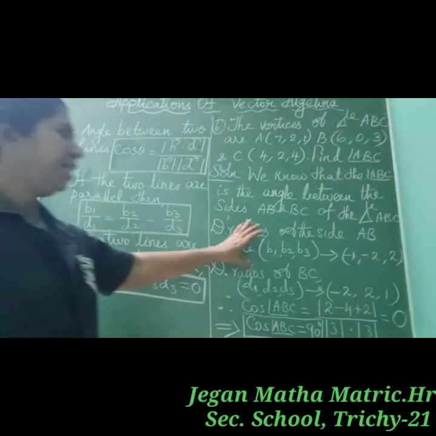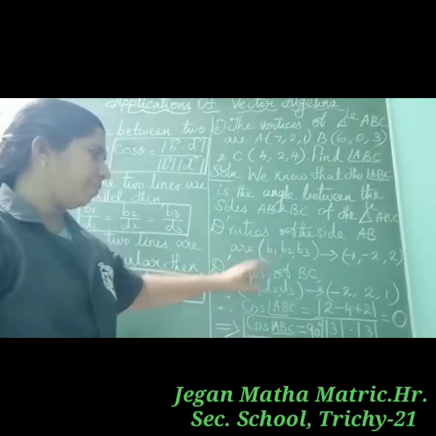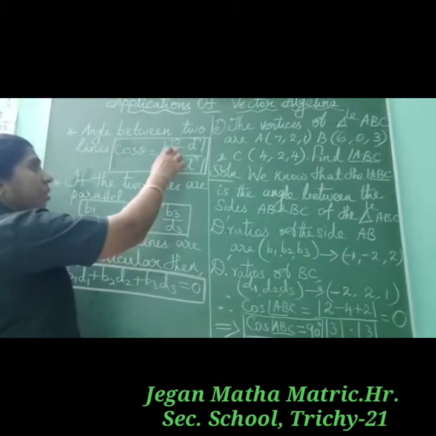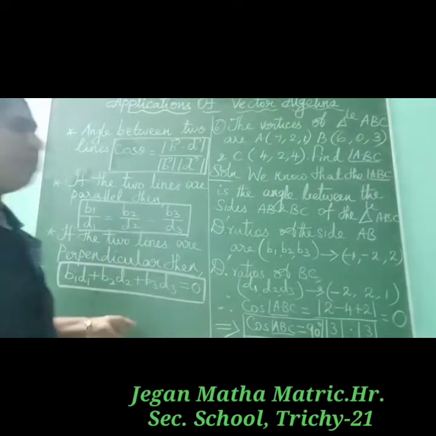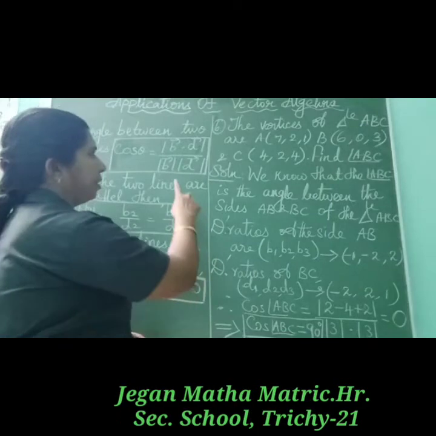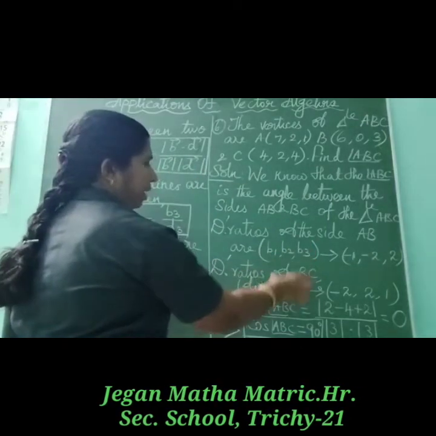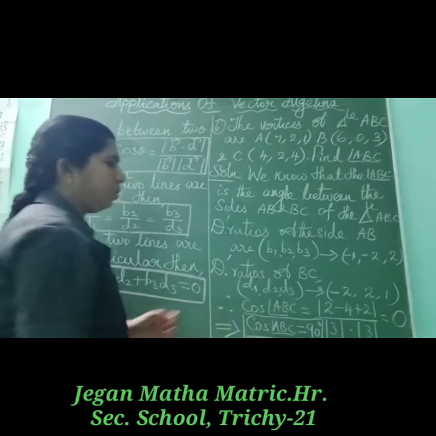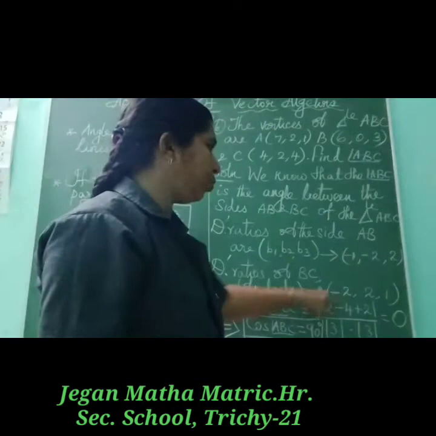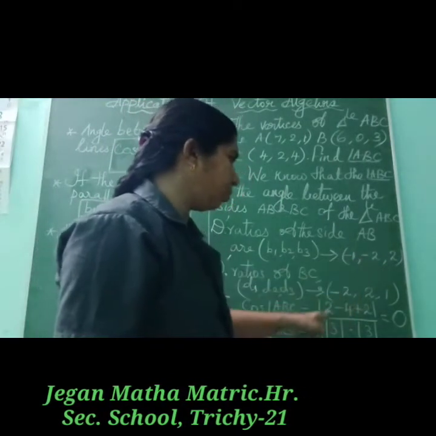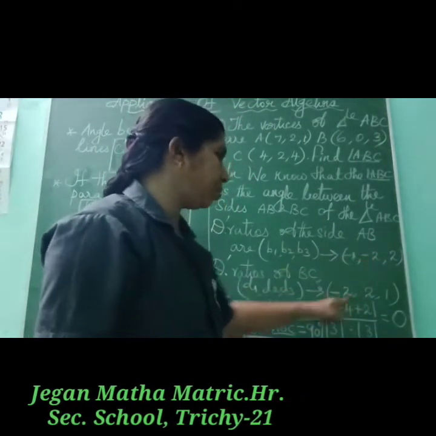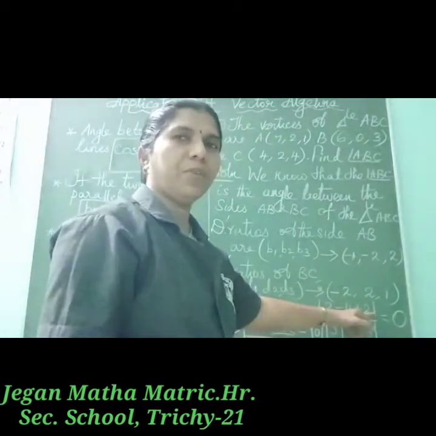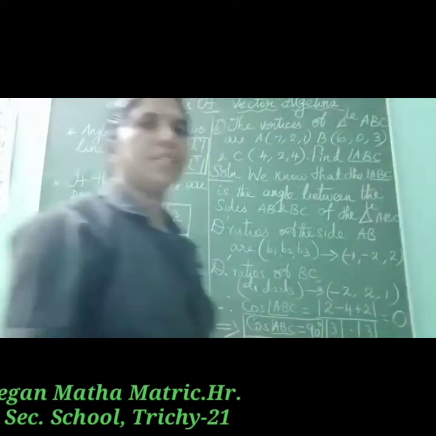After finding the direction ratios, we know the formula for cos theta. Cos theta equal to, what is the formula? Modulus of b dot d divided by modulus of b into modulus of d. If we substitute the values of b and d here, cos of ABC equals the dot product of these two, so 2 minus 4 plus 2, divided by modulus of these two, we will get modulus of 3 and modulus of 3. Numerator 0 we are getting. 0 divided by any value, the answer is 0 only.